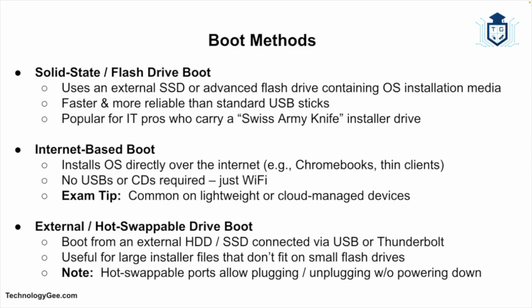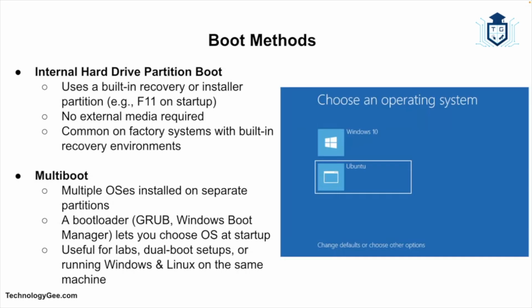Then you also have what is called the external or hot-swappable drive boot. This is basically where you can connect an external hard drive via USB or Thunderbolt and boot to the operating system installer from there. This is useful for large installation files that won't fit on a small flash drive. And hot-swappable basically means that you can plug and unplug things without shutting down the system, if it is supported.